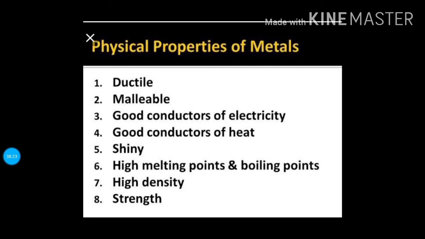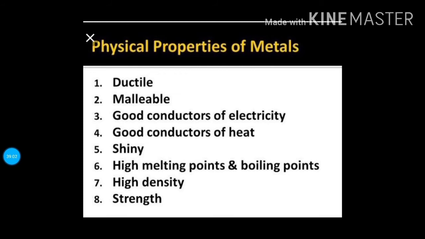Okay, and the next one is malleability. What is the property of malleability? We know that all the metals are malleable. The property which allows the metals to be hammered into thin sheets or foil is called malleability.